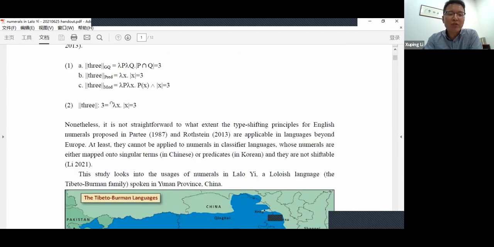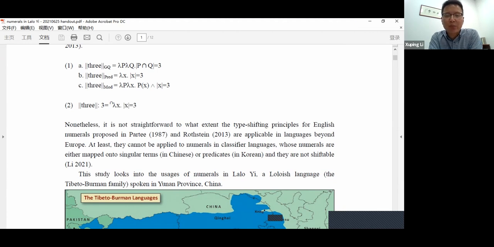However, I think it's not very straightforward to what extent the type shifting principles for English numerals proposed in Partee and also in Rothstein in 2013 are applicable to languages beyond Europe. And as far as I can see, their analysis for English numerals cannot be directly applied to numerals in classifier languages, and in those languages numerals do not have a unified semantics.